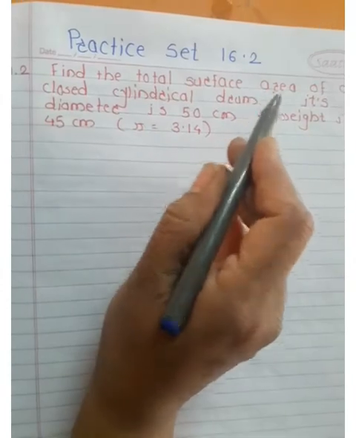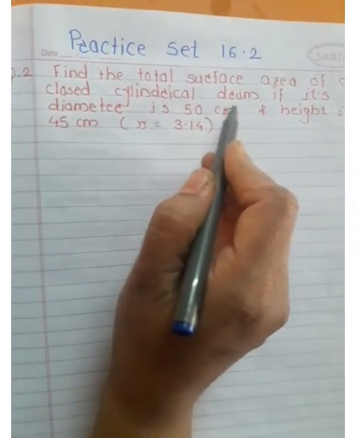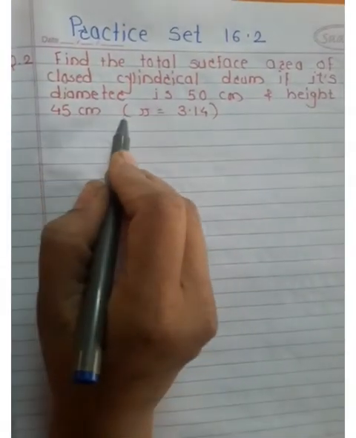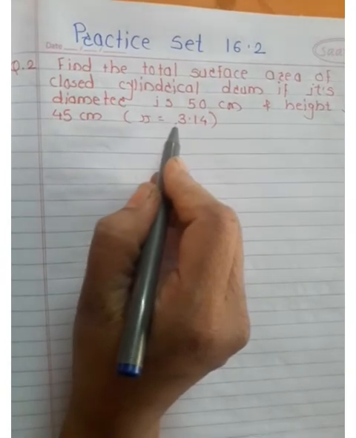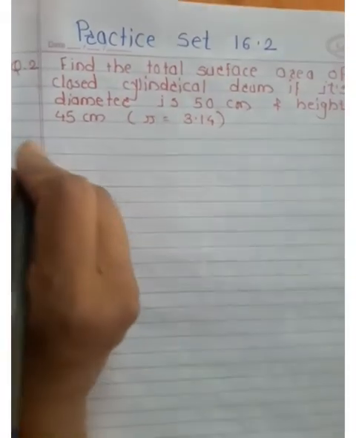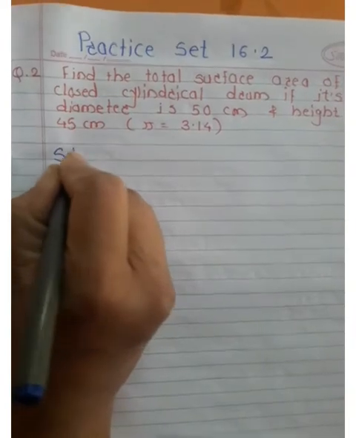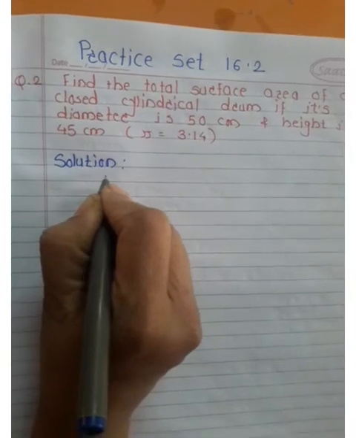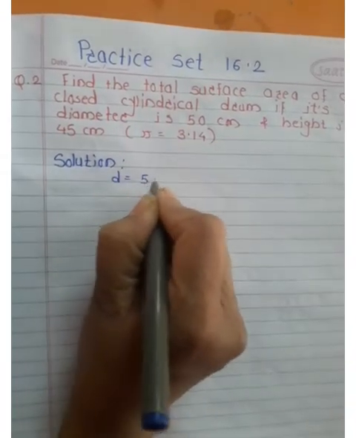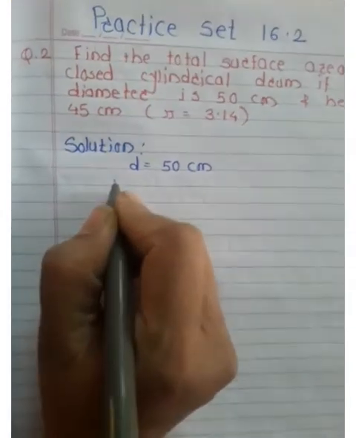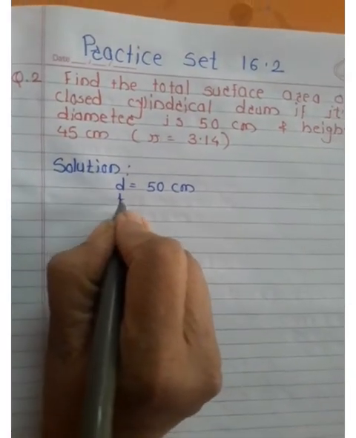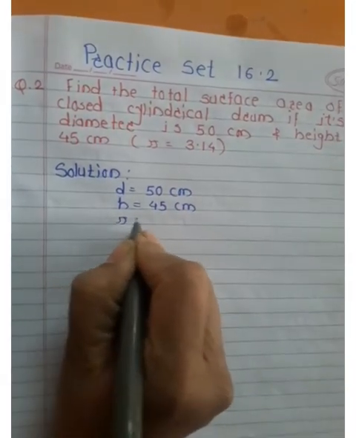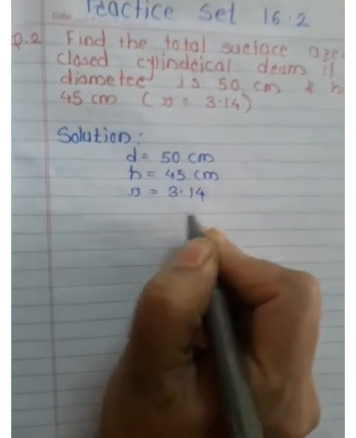Find the total surface area of a closed cylindrical drum whose diameter is 50 centimeter and height is 45 centimeter, and the value of pi is given as 3.14. So first of all we will write down the solution. In the solution we will write down the given data: D for diameter, that is given 50 centimeter, H height 45 centimeter, and the value of pi, that is 3.14, is given.